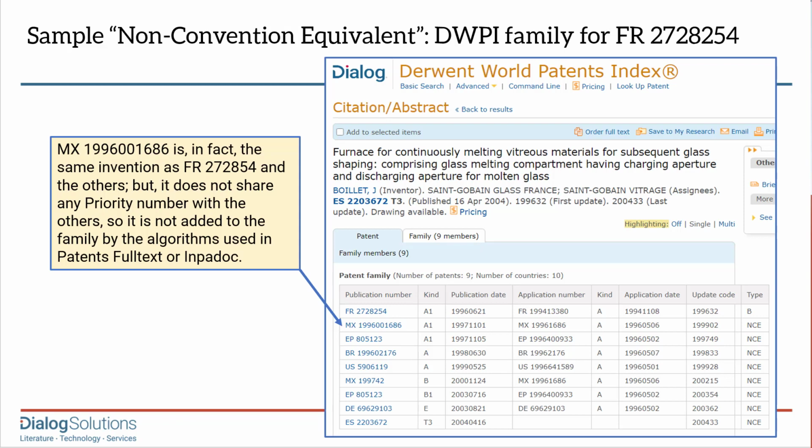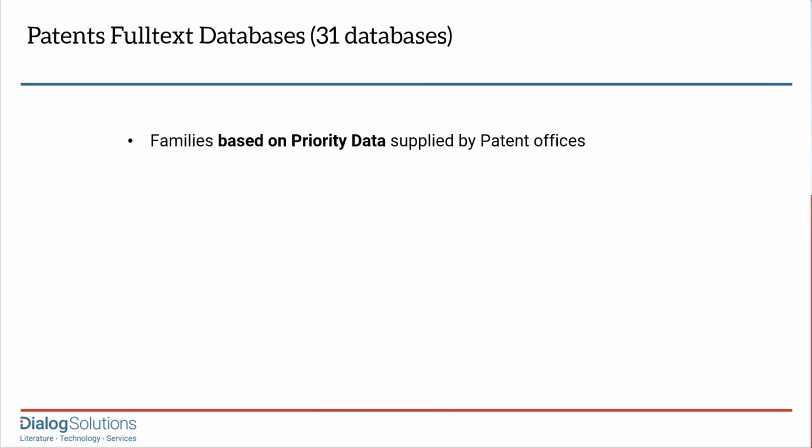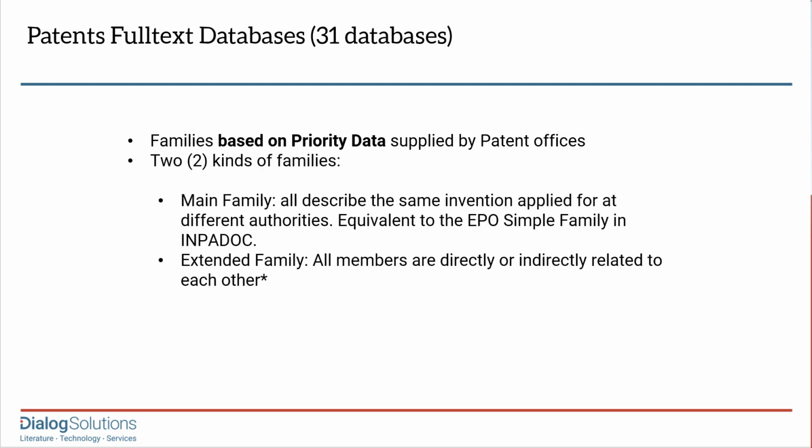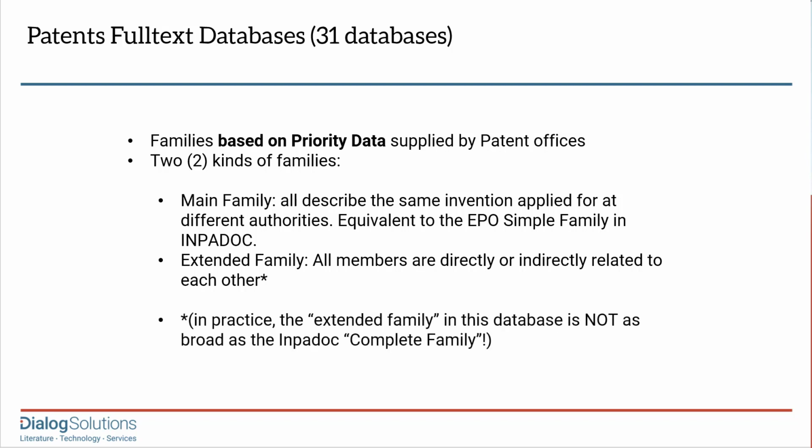In the patent's full text databases, patent families are created automatically using a computer algorithm based on shared priority data. The documentation says that they have two kinds of families: the main family, which are the same patent applied for in different countries, and also the extended family, described as patents related directly or indirectly by their cited priorities. This can result in a family bigger than Derwent's because a shared priority doesn't have to mean that the patents are exact copies of each other.